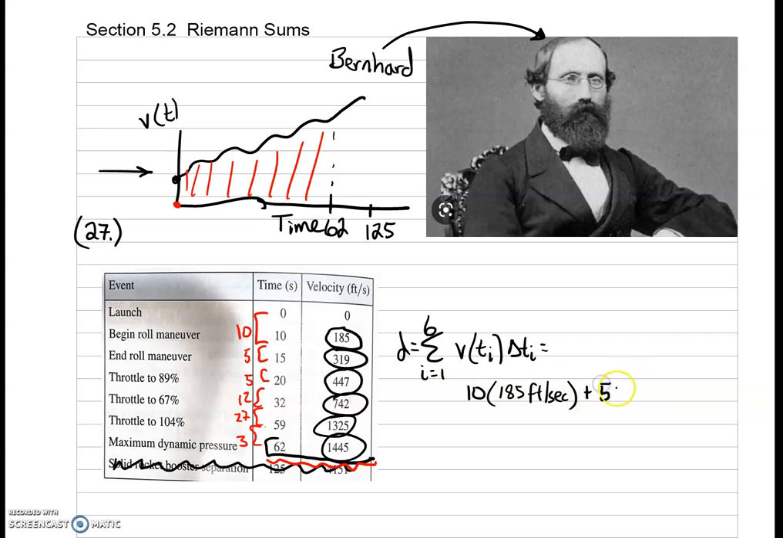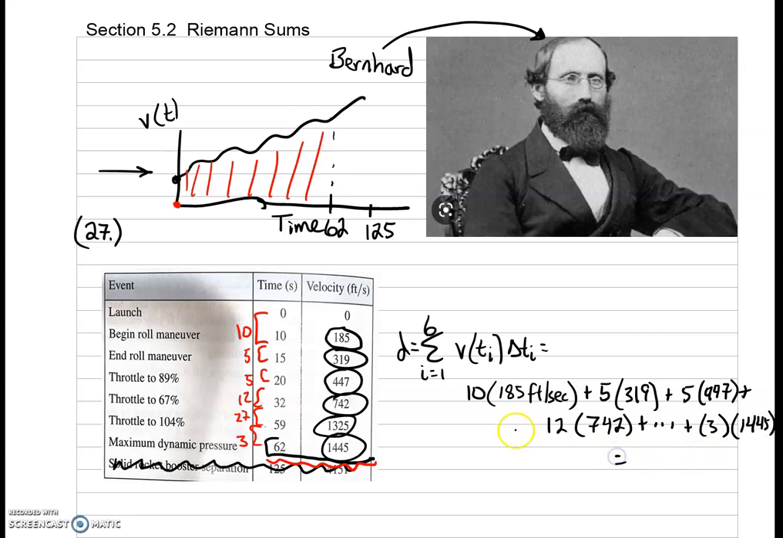Then we're going to do our interval of 5 times the 319. We're going to do another interval of 5 times the 447. We're going to switch this up to 12 when we get to the next interval, so it's going to be 12 times the 742, and so on and so forth. And we're going to stop when we get to plus the 3 times the 1445.